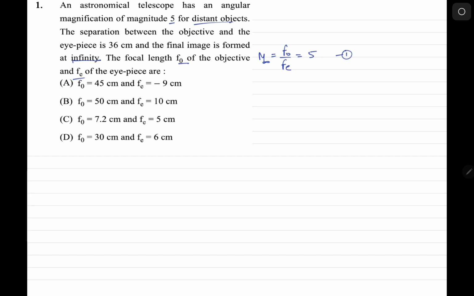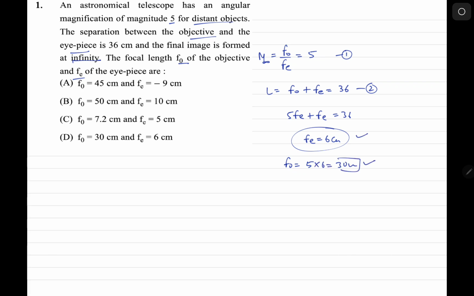And it says that the separation between the objective and eyepiece means the length of the tube, and in this case the length of the tube is FO plus FE, which is given as 36. So from these two equations we need to find the FO and FE values. From equation 1 we can say FO is 5 FE. So 5 FE plus FE equals 36. So FE comes as 6 centimeter. And from equation 1, 5 into 6, so FO is 30 centimeters. So FE is 6 centimeter, FO is 30 centimeters, so option D is correct.